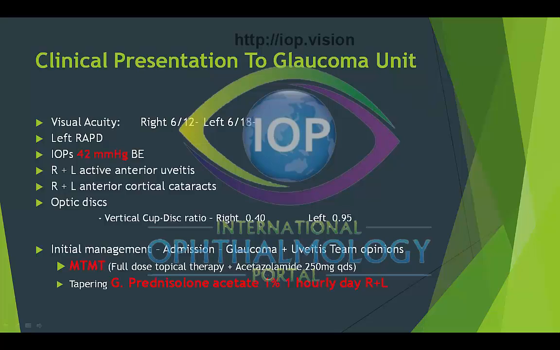At the clinical presentation to our glaucoma unit, his acuities were 6/12 minus right and 6/18 minus left. There was a left RAPD, and initial intraocular pressures were 42 millimeters of mercury in each eye. And these were quite refractory to medical therapy. He had bilateral active anterior uveitis, bilateral anterior cortical cataracts, which were very visually disabling with a lot of glare, and his vertical cup-disc ratios were right 0.4 and left 0.95.